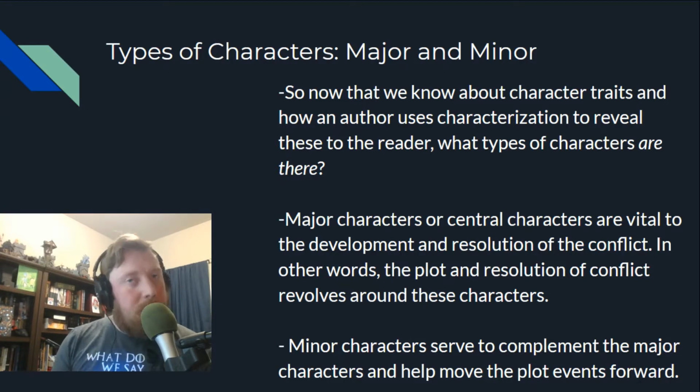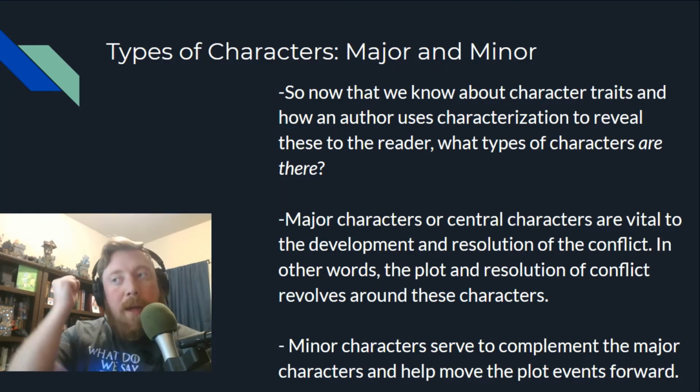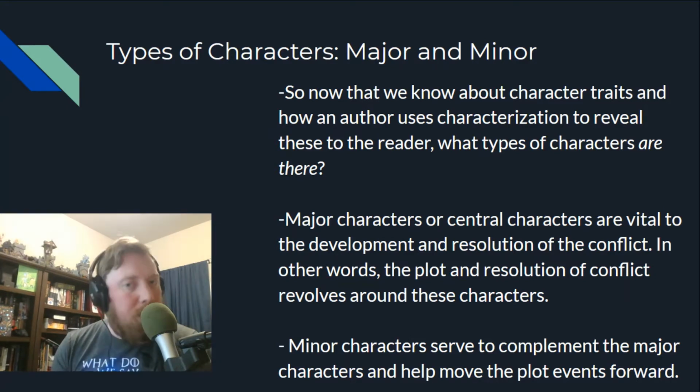Well, first, and this is a pretty simple one that you probably know, is major and minor. Major characters or central characters are vital to the development and resolution of the conflict. In other words, the plot and the resolution of conflict revolves around these characters. And remember, it's all about what? Conflict. A story must have, no matter what, 100% of the time, conflict. And so the characters that are driving that forward, the ones who are primarily focused around that conflict, those are your protagonists, okay? If you can find the main conflict, you can find your major characters, okay?